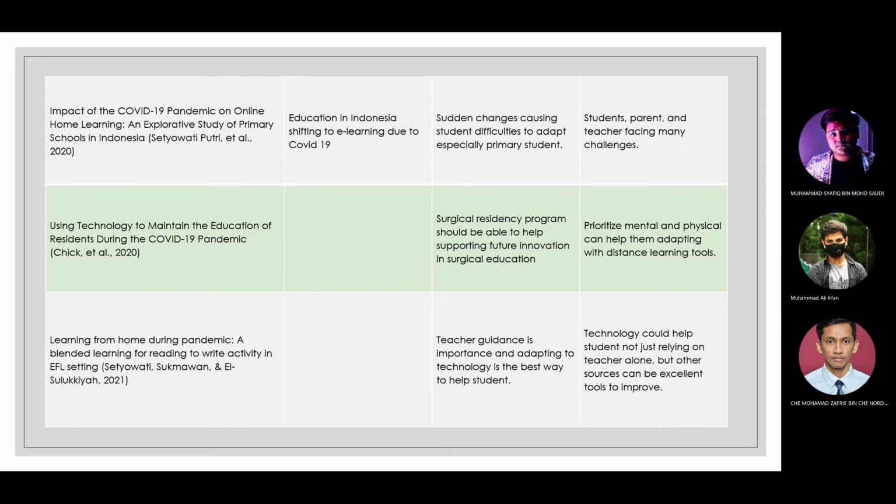So for the article learning from home during pandemic, a blended learning for reading to write activity in EFL setting. For the challenge on online distance learning, teachers' guidance is more important and adapting to technology is the best way to help students. For the impact of technology on the education system, technology could help students not just relying on teachers alone, but other sources can be excellent tools to improve.